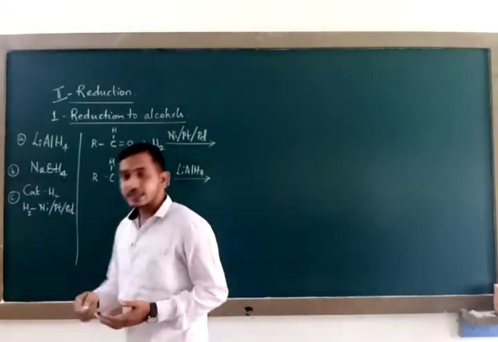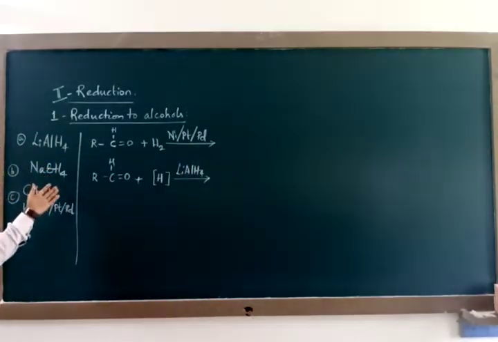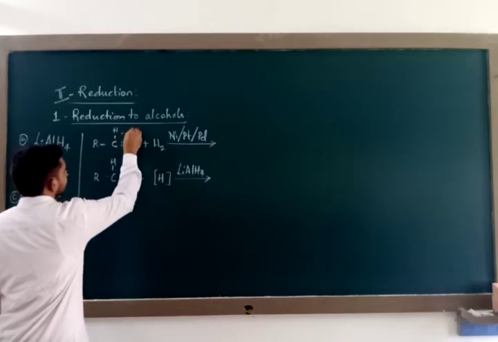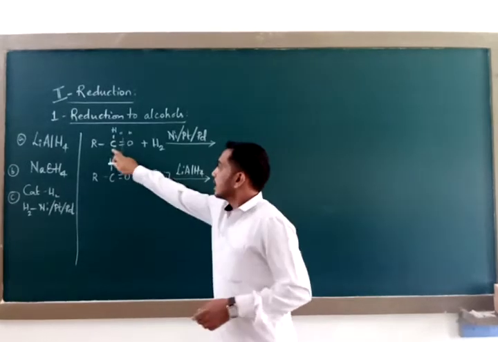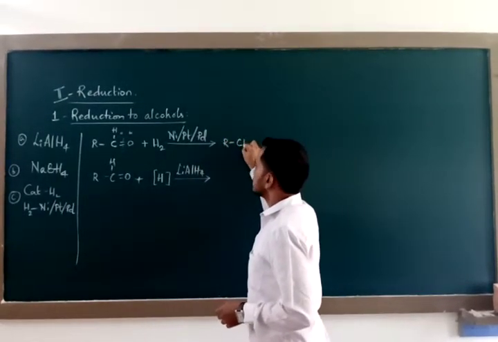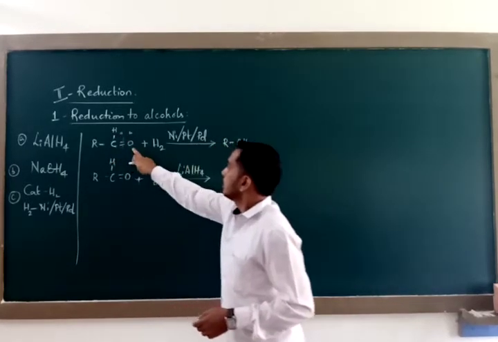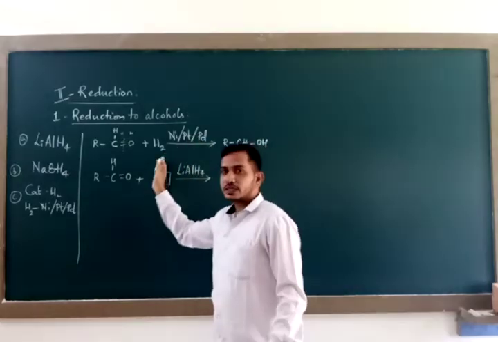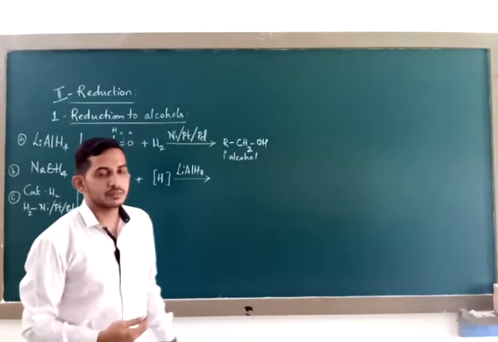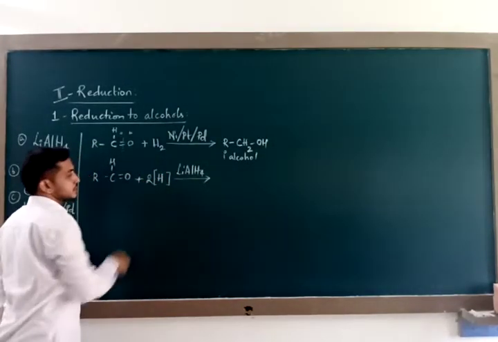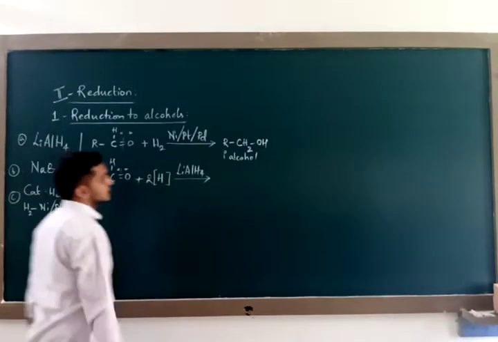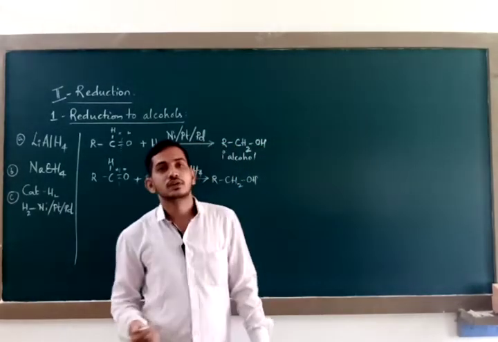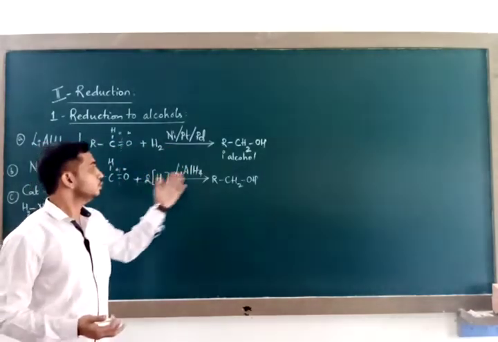Whenever aldehydes are reduced by catalytic hydrogenation, sodium borohydride or lithium aluminium hydride, two hydrogen atoms are added, one on either side of the double bond between carbon and oxygen. Then you will have R-CH2-OH, a primary alcohol. With lithium aluminium hydride or sodium borohydride, you again need two nascent hydrogen atoms, one here and the other here, and again you get RCH2OH. So reduction of aldehydes gives primary alcohols.